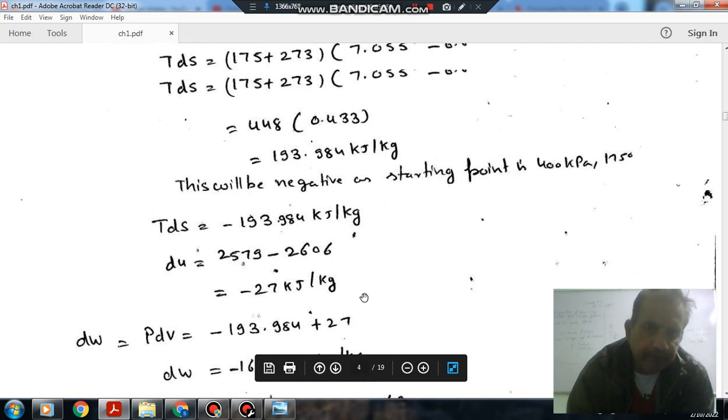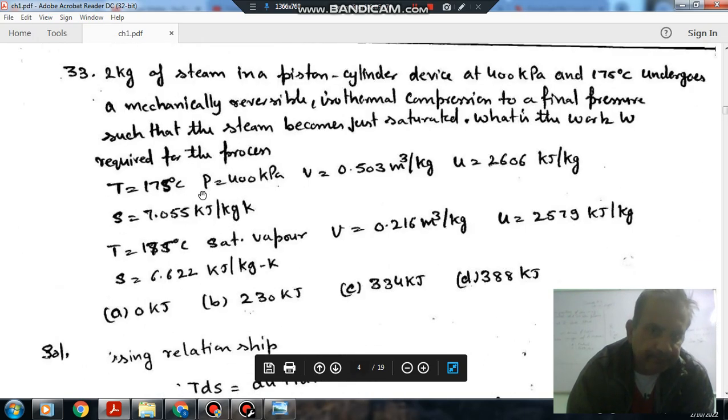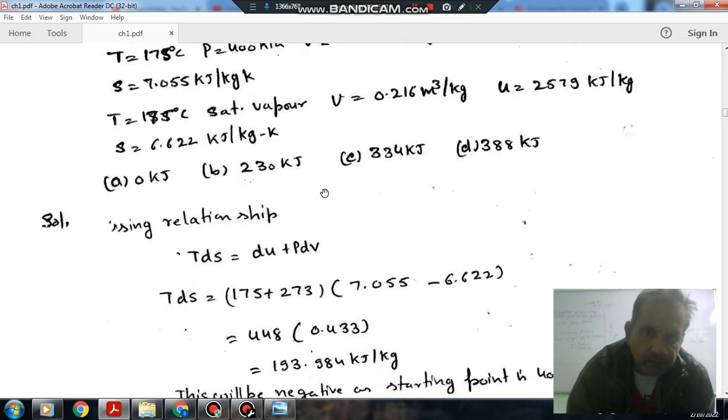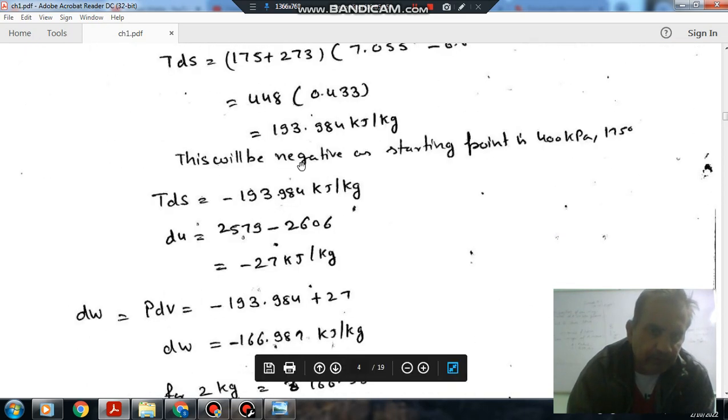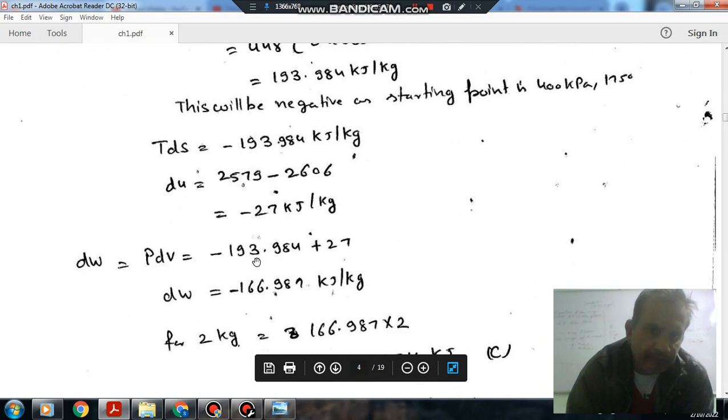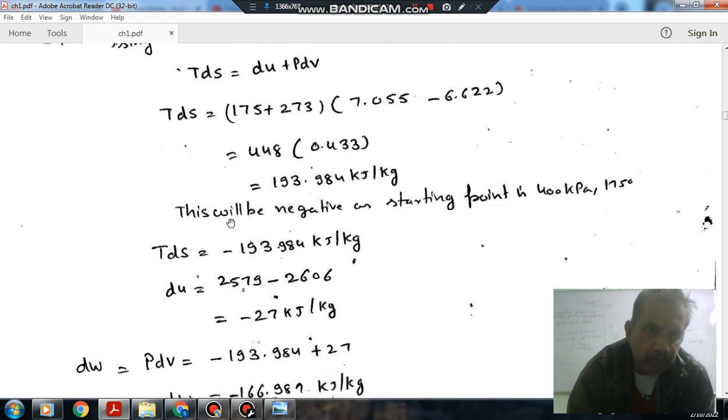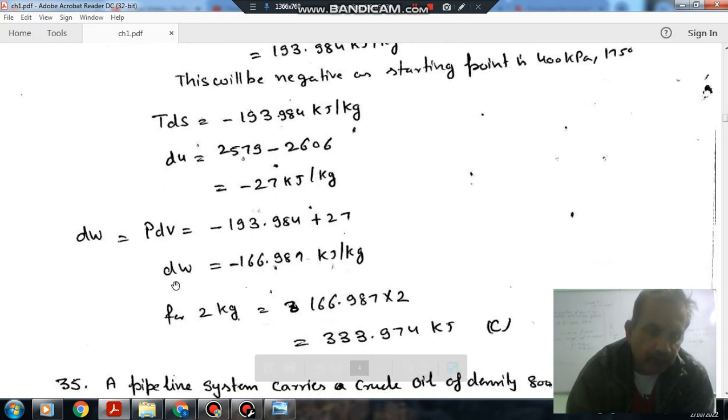And again the PdV. Now PdV will be found by using that relationship. So PdV is minus 193.984 plus 27, du comes here. So the work done is minus 166.987 kilojoule per kilogram.